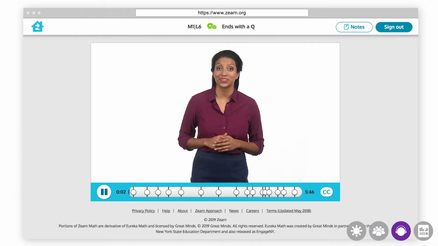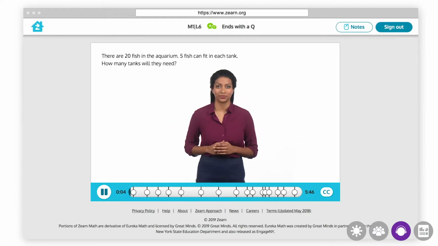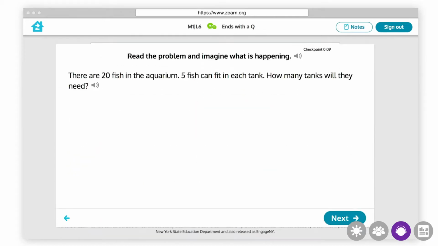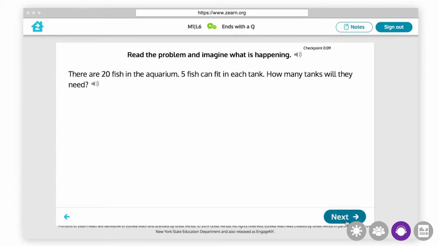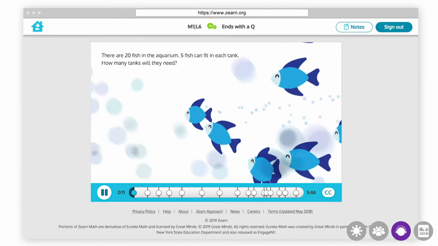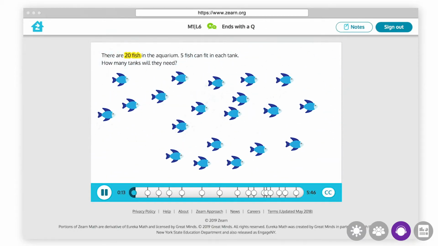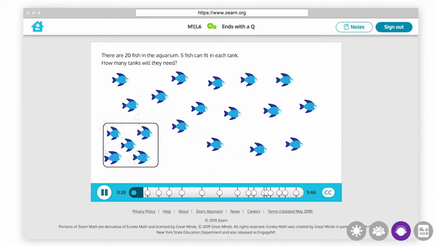Hey there, mathematician! Let's get started with the word problem. Read this problem and imagine what's happening. Math chats resemble a small group setting where students learn with their teacher. Kayla? We know there are 20 total fish, and 5 fish can fit in each tank. We're trying to find out how many tanks they'll need for all 20 fish. You got it! Here is one tank. Let's start by putting 5 fish in this tank.